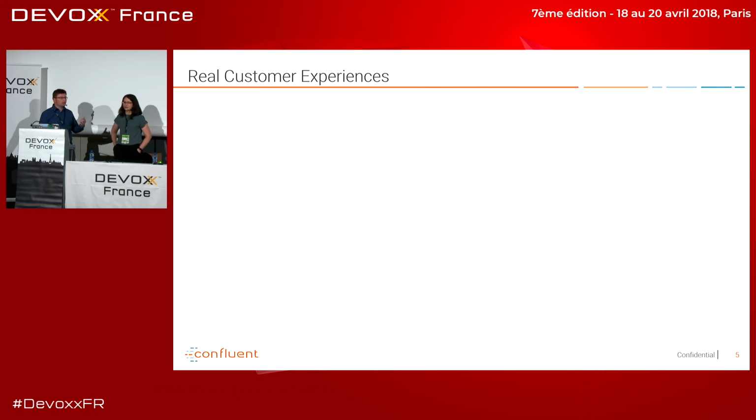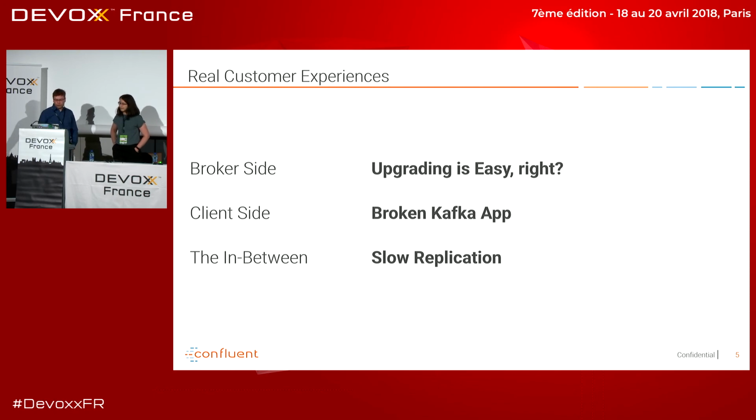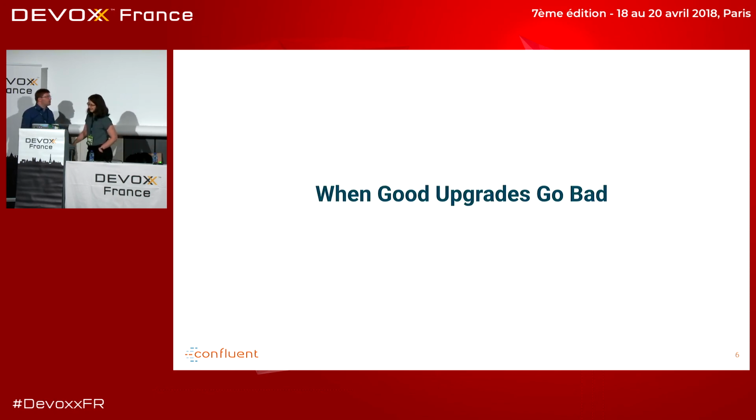So we're going to talk about three experiences today. The first one is about the broker side and what happens during an upgrade when things don't go as right as we expect. That's going to be Gwen talking. Then I'm going to talk more about the client side and how you go about figuring out what's going on with a troublesome Kafka application. And the last one is about the in-between: replication, and in more detail how you go about doing that. So with no further ado, I'll leave it to Gwen for the first part.